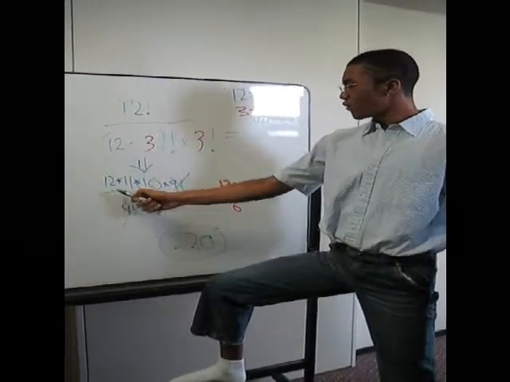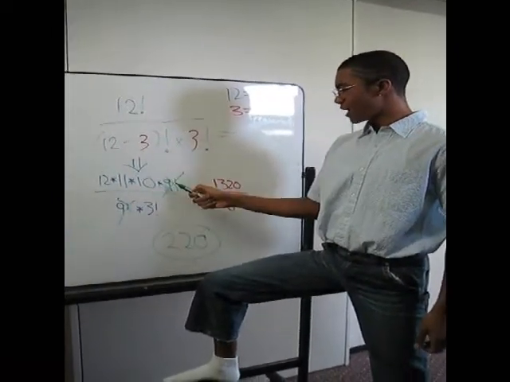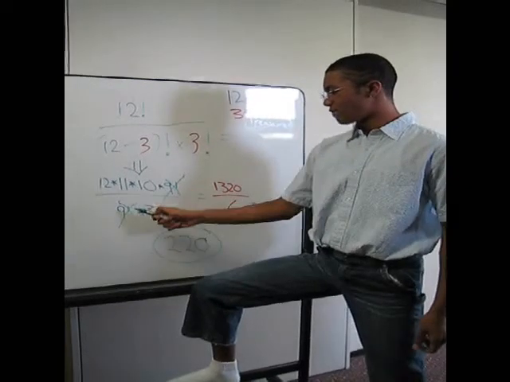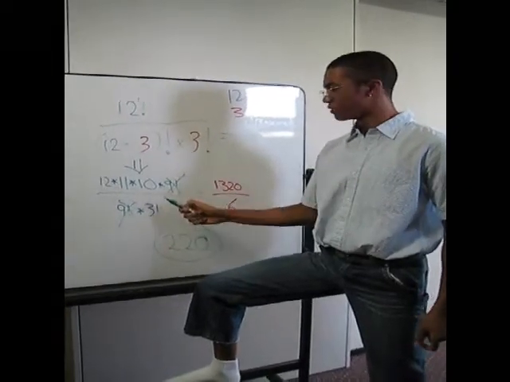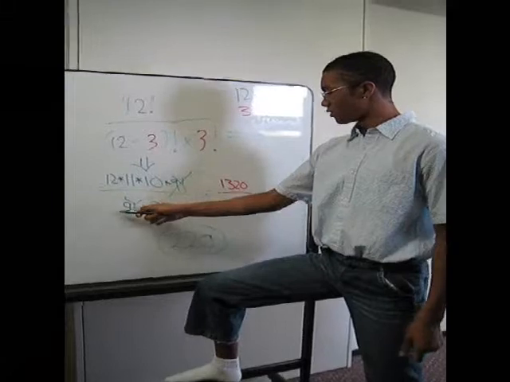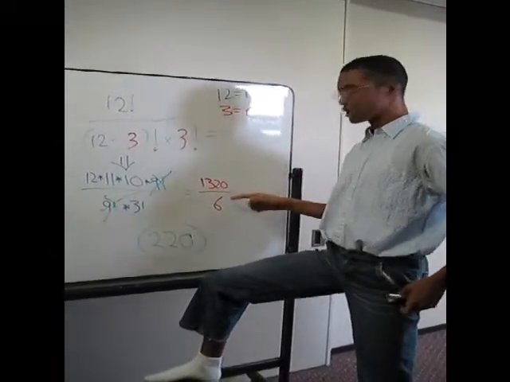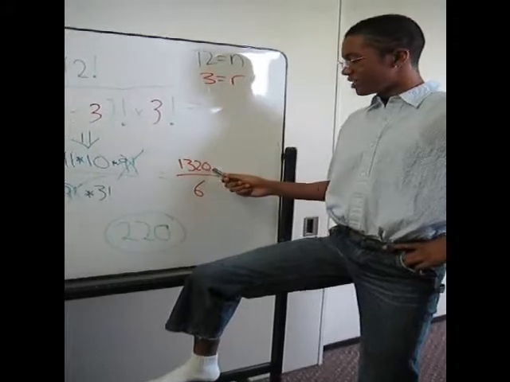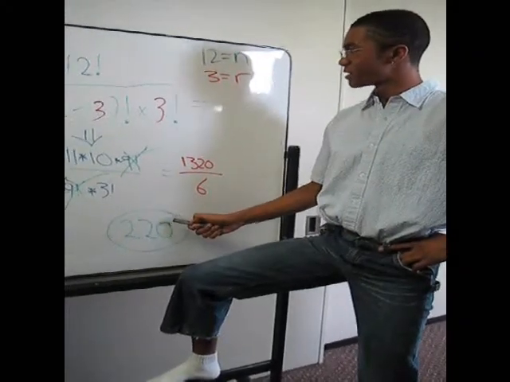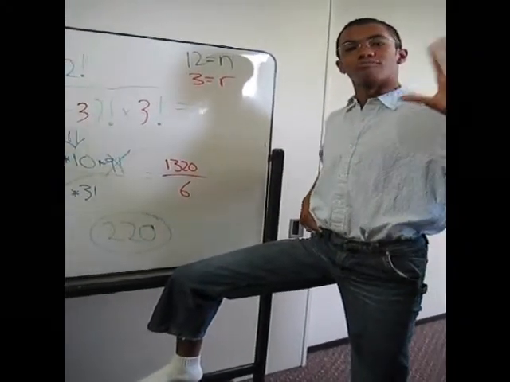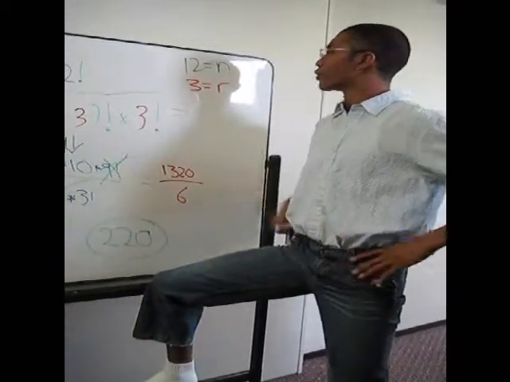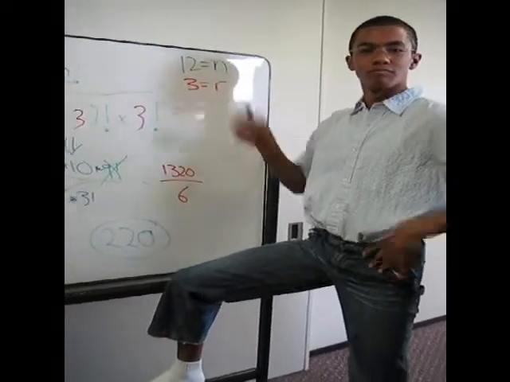This means 12 times 11 times 10 times 9 factorial over 9 factorial times 3 factorial. We cross out the 9 factorials to get 1,320 over 6. This means that there are 220 ways of choosing 3 council members of equal rank from a group of 12 people.